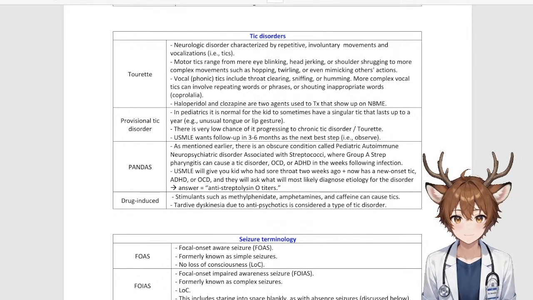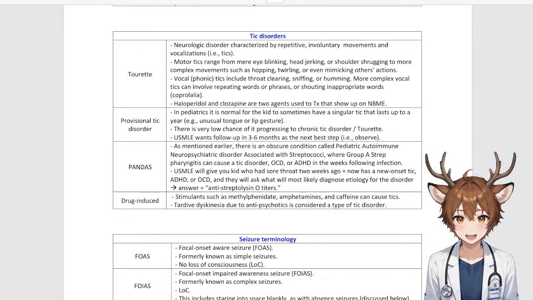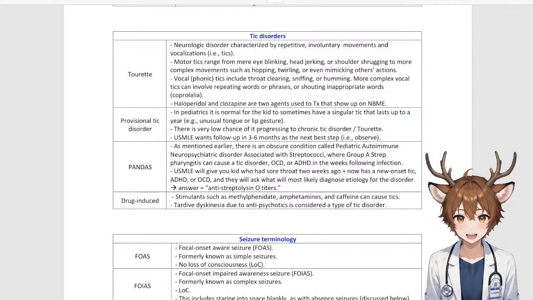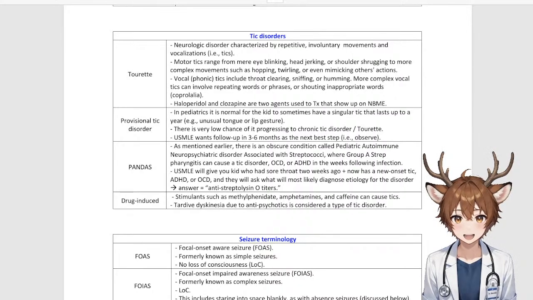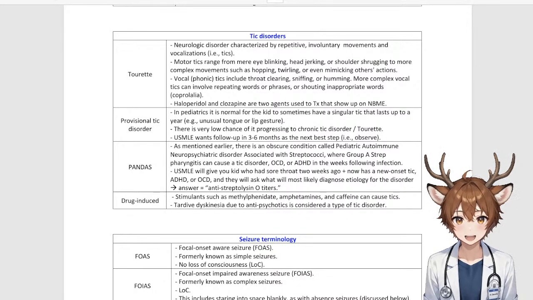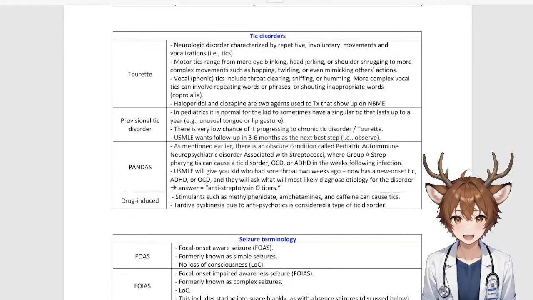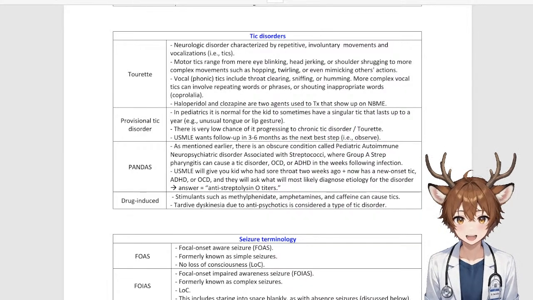Provisional tic disorder. In pediatrics, it is normal for a kid to sometimes have a singular tic that lasts up to a year, that is to say, an unusual tongue or lip gesture. There is a very low chance of it progressing to a chronic tic disorder like Tourette's. USMLE wants follow-up in 3 to 6 months as the next best step, i.e. observe.